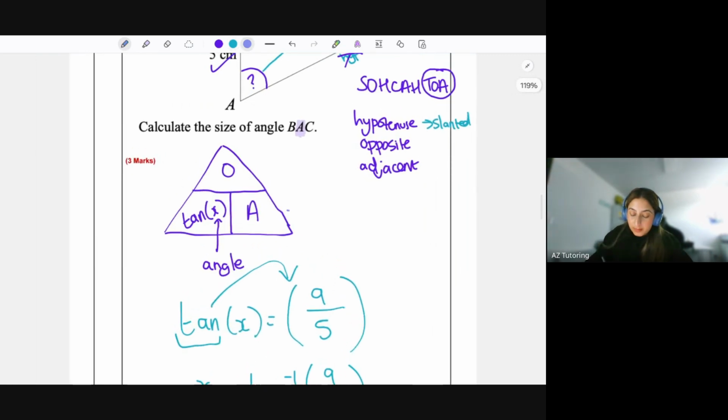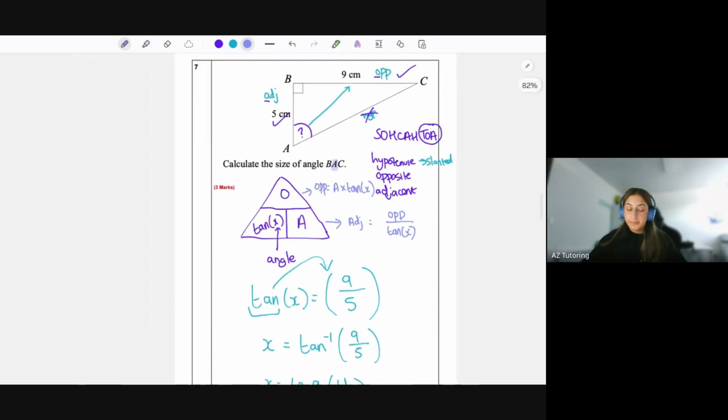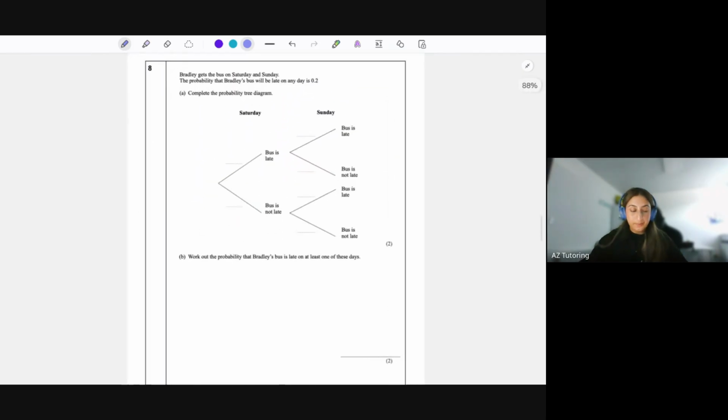So if I just rearrange it, if they tell you to find the adjacent side, the adjacent side is going to be opposite divided by tan times your angle, or the opposite side is going to be adjacent times tan of your angle. So it's handy to draw the triangle so you can see how you're rearranging it. So moving on.